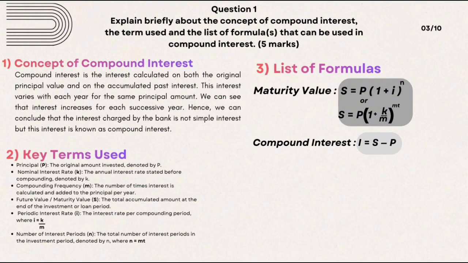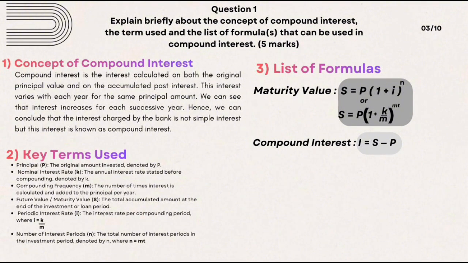In simple terms, compound interest is the interest calculated on both the original principal value and accumulated past interest. Unlike simple interest, compound interest causes the total interest amount to increase with each successive year. There are a few key terms we use in this topic.